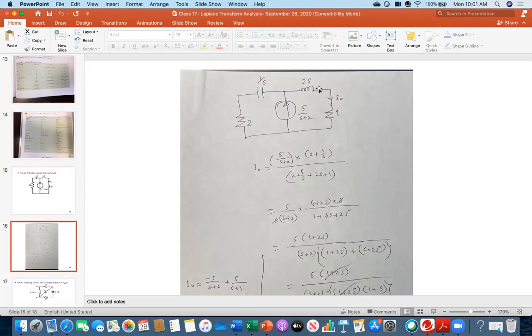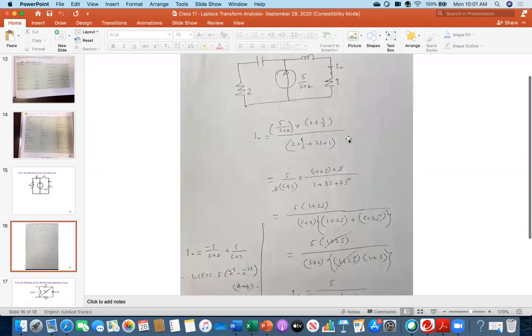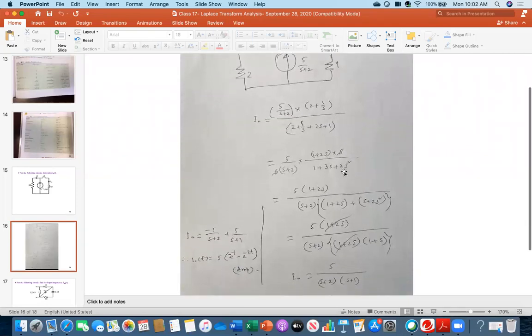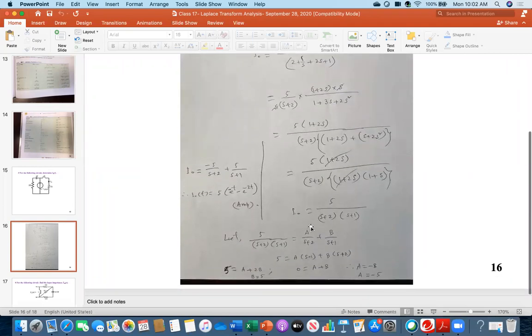Now go ahead, find out I naught. Apply the current divider rule. So this means your I naught is, this is your total current, 5 over s plus 2 multiplied by this impedance, 2 plus 1 over s, and divide by this plus this plus this plus this, current divider rule. And then just simplify. I am simplifying, and then I got this format. I naught is 5 over s plus 2 multiplied by s plus 1.